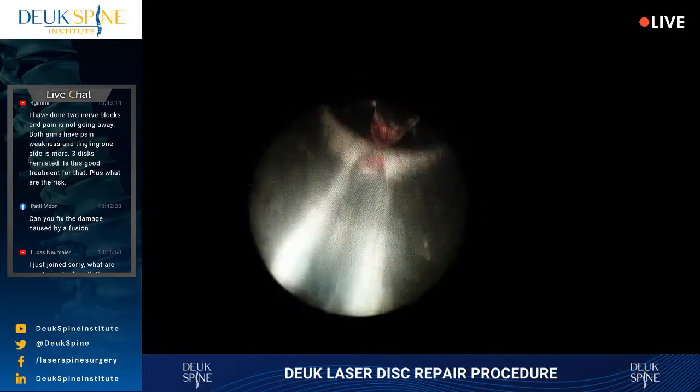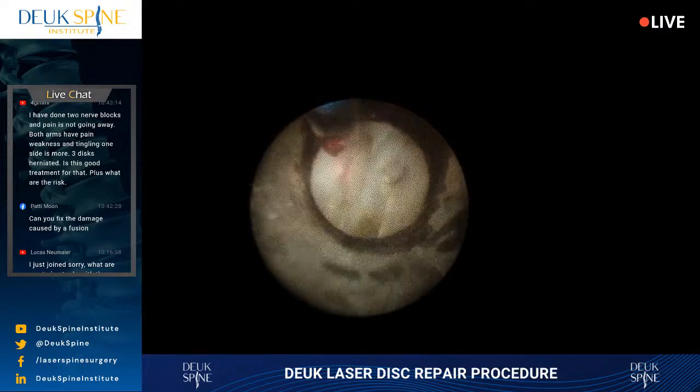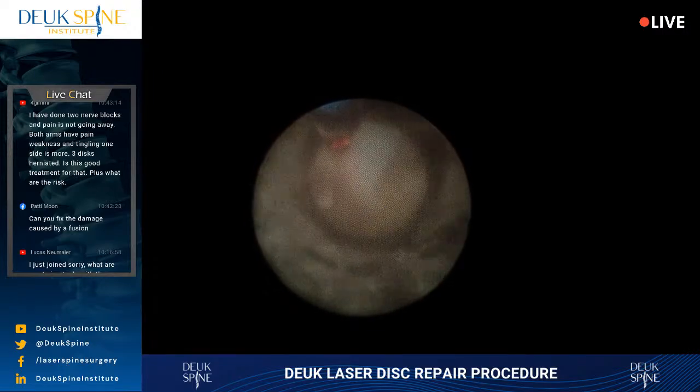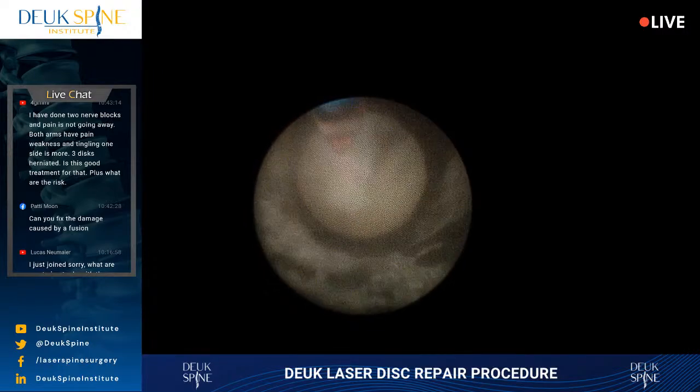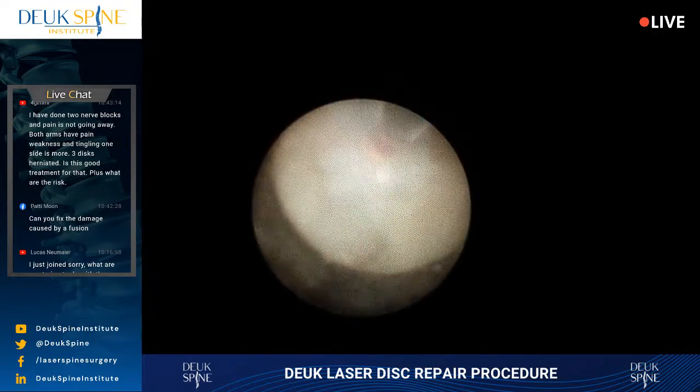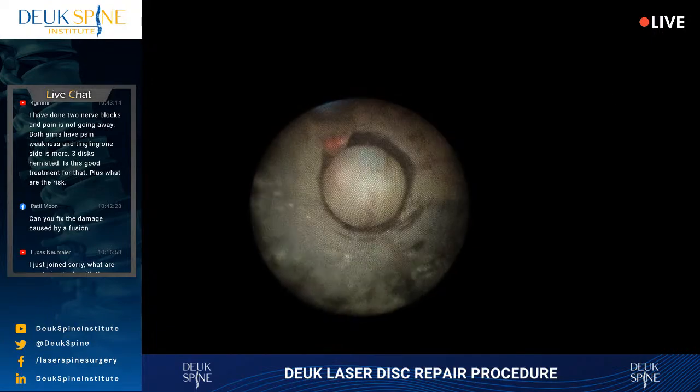Again, all these little things are herniated disc, and we're just removing it. There's a big one right there I'm going to have to get to. It looks pretty scarred up.